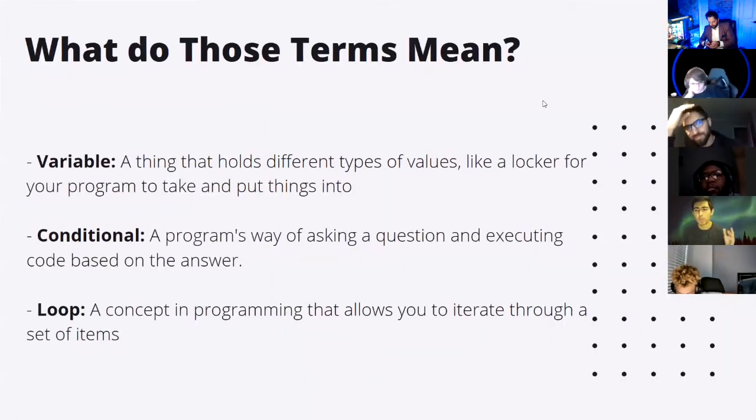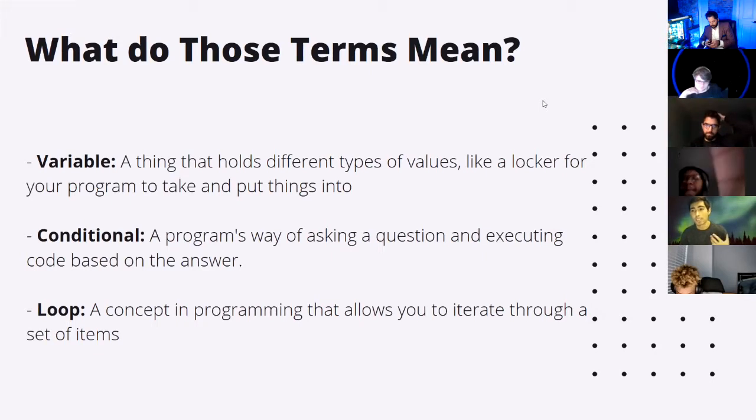So what do those words mean? A variable is kind of like a locker, right? You can take values in and out of it, and the program uses it to store those values and interact with other things and make decisions. You might ask, how does a program make a decision? And that's where we use a concept called conditionals. And that's basically a program's way of asking a question about the state of things.